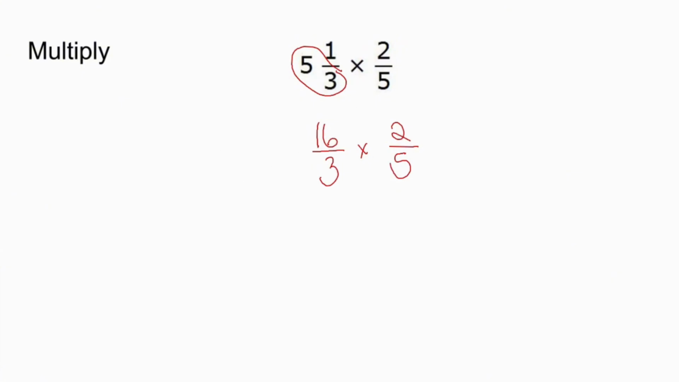Now, when multiplying two fractions, you multiply straight across the numerator and straight across the denominator. 16 times 2 is 32. 3 times 5 is 15. Now, 32 over 15 is an improper fraction. I want to turn this back into a mixed number.